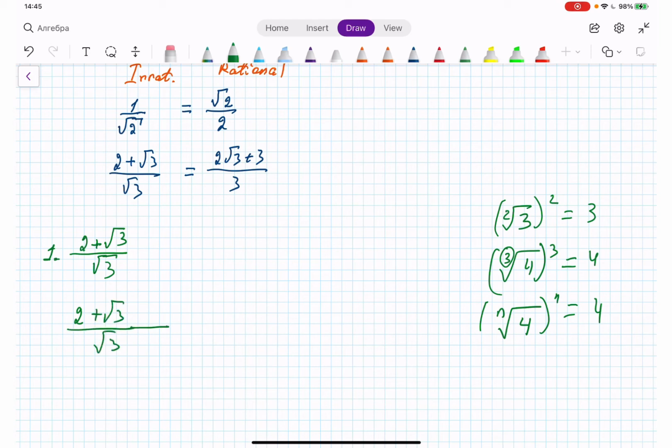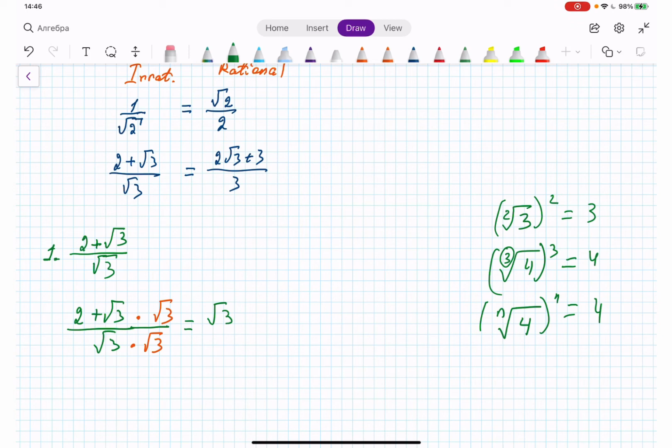So square root 3, it's a square root, right? Degree 2. Therefore, what am I going to do? Multiply by square root 3. And as we know, whatever change we do to the denominator, we are obligated to do the same change to the numerator, right? And we are going to get here square root 3.